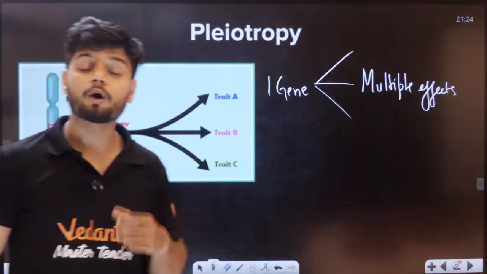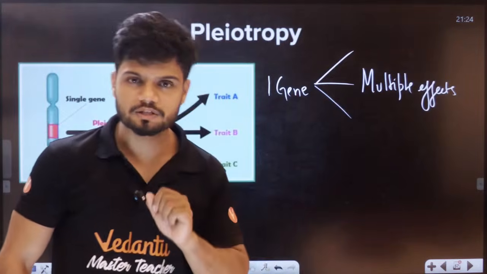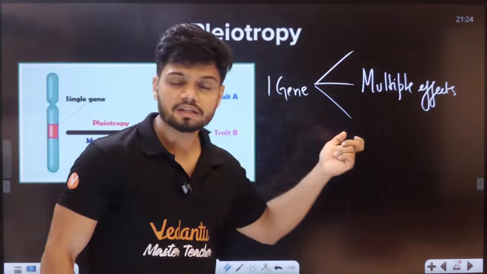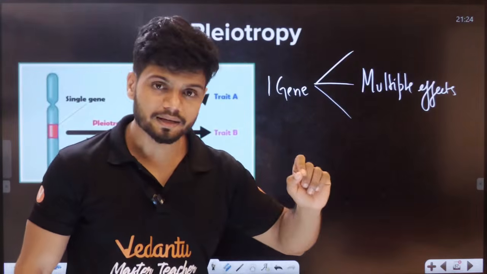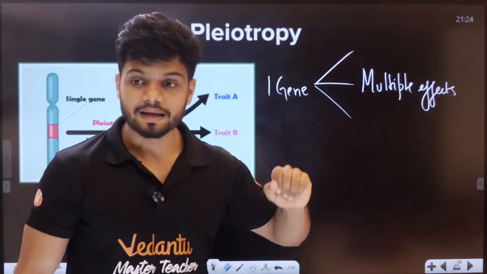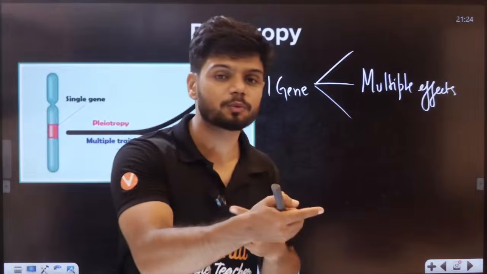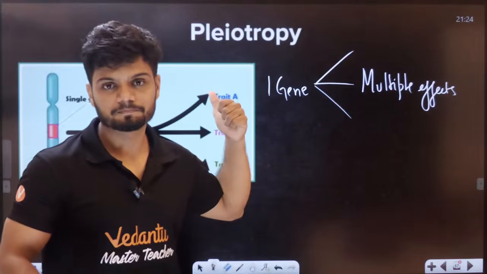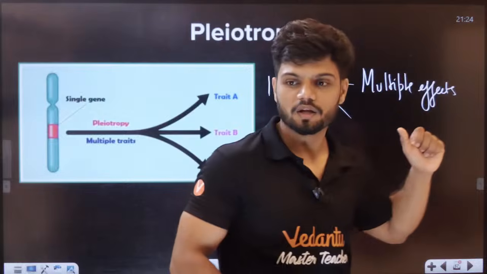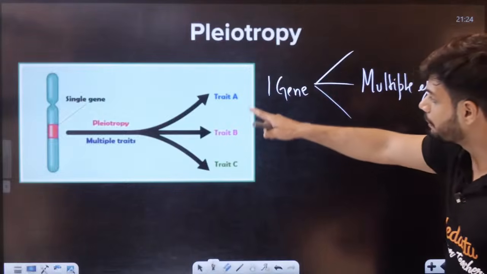Now you might ask me, sir, how is it possible? Students, how is it possible? Because this one gene can take part in the metabolic pathways. It can alter the metabolic pathways and it can show multiple effects. So one gene here, multiple effects, students.